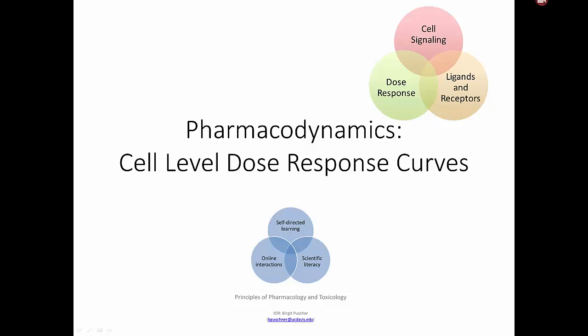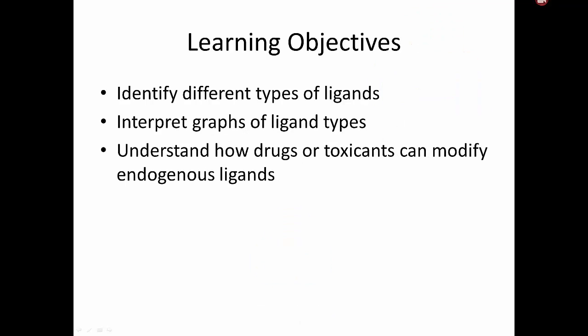In this video, we are going to focus on how to evaluate whether a chemical is an agonist, a partial agonist, an inverse agonist, a competitive antagonist, or a non-competitive antagonist based on a dose-response curve. The learning objectives for this lesson are to identify the different types of ligands and to interpret the dose-response graphs associated with each ligand type and understand how drugs or toxicants can modify endogenous ligands.